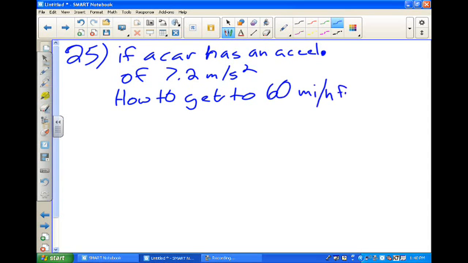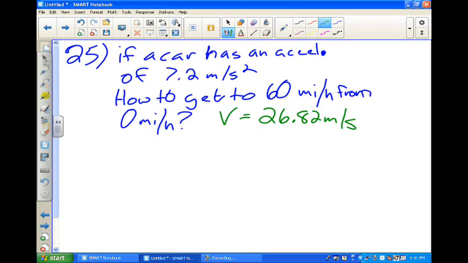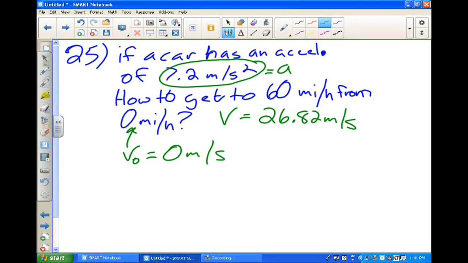Okay, so from 60 miles per hour, we need to start assessing some things. First of all, we need to convert that to meters per second. In problem number 24, we did that. We took 60 miles per hour and converted it to 26.82 meters per second. That's the final velocity. If we convert 0 miles per hour, that would be an initial velocity of 0 meters per second, and then we're given the acceleration of 7.2 meters per second squared.